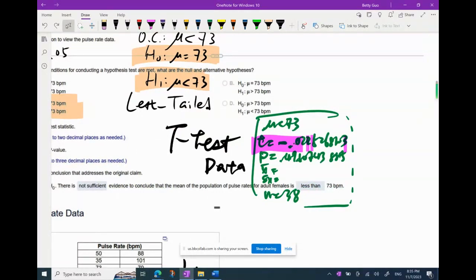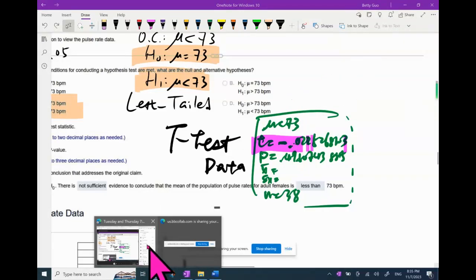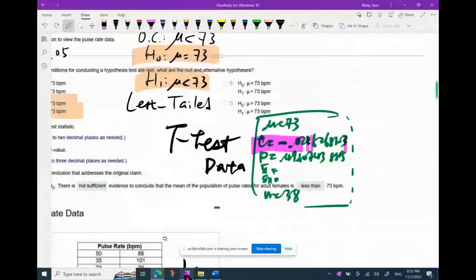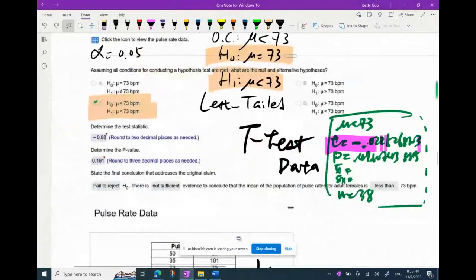Data, 73, L1, left tail test. I still got the same thing. Do you guys have the same thing? Oh yeah, Kelly says same thing. But it's different from the answer though.